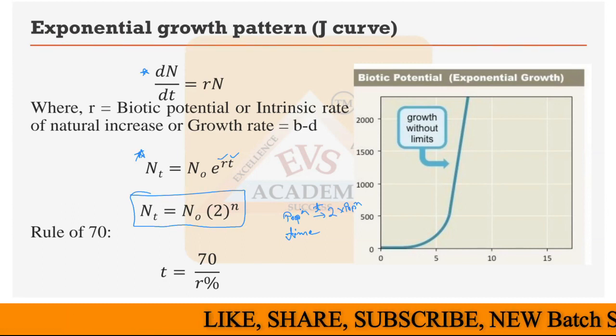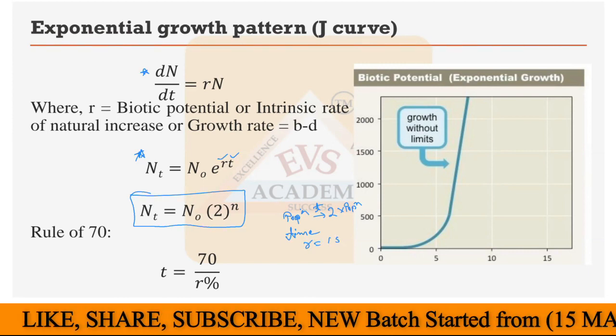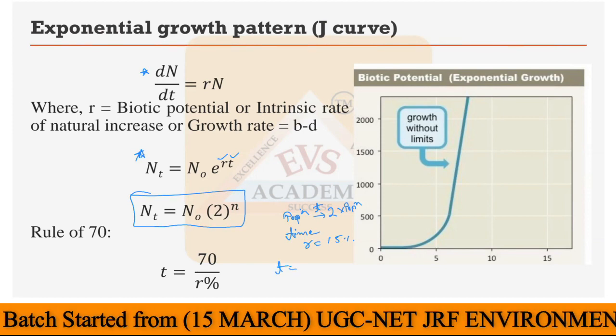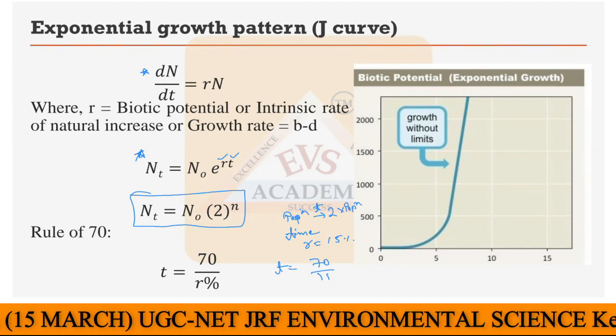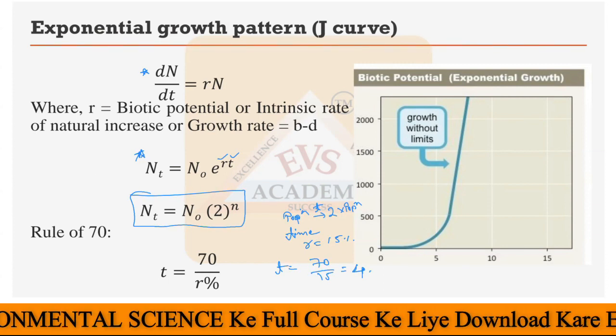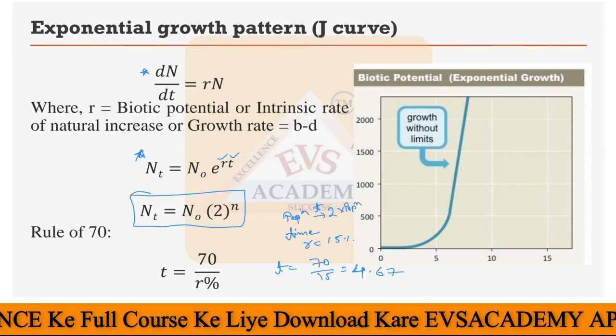For example, suppose the growth rate or R is provided as 15%. So what do you have to do? You have to just use the rule of 70. So T is equal to 70 divided by 15. This would be 4 point something, 4.66 or 67 you can say.